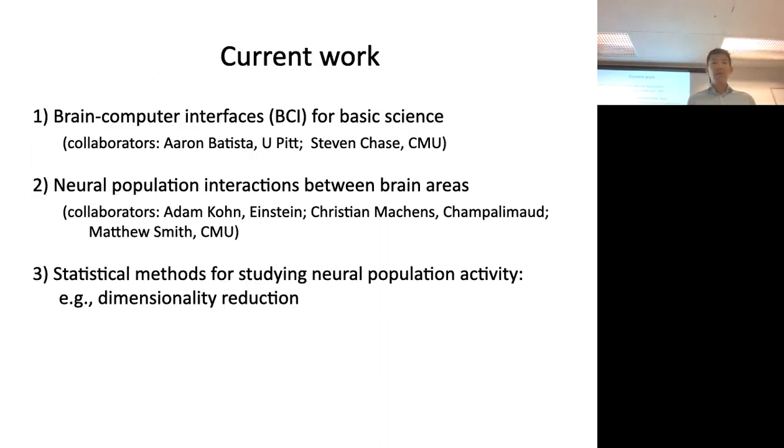Okay, so the work in the group has a few categories of projects. So one is brain-computer interfaces for addressing basic scientific questions about brain function. And this is together with Aaron Batista at University of Pittsburgh and Stephen Chase at CMU.